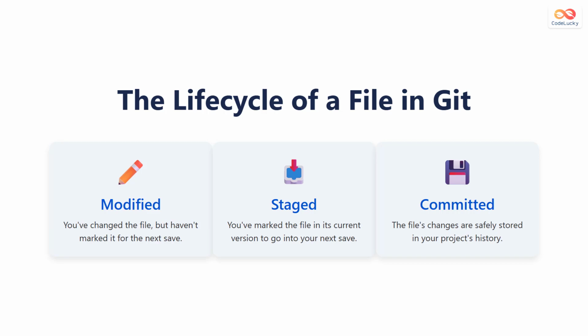Every file in your Git project goes through a life cycle. First, a file is modified, which simply means you've edited it. Next, it gets staged, where you mark the file to be included in the next save. Finally, the file is committed, which means its changes are officially and safely stored in the project's history.